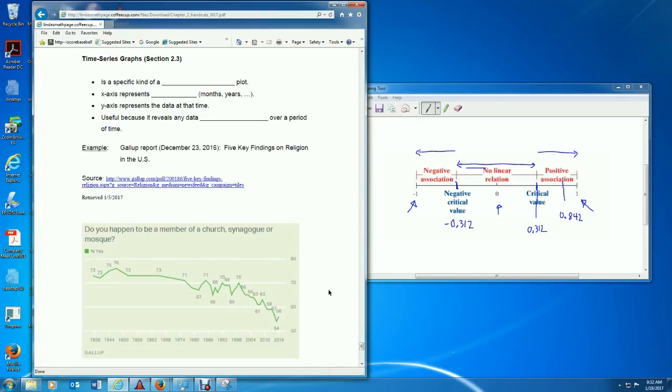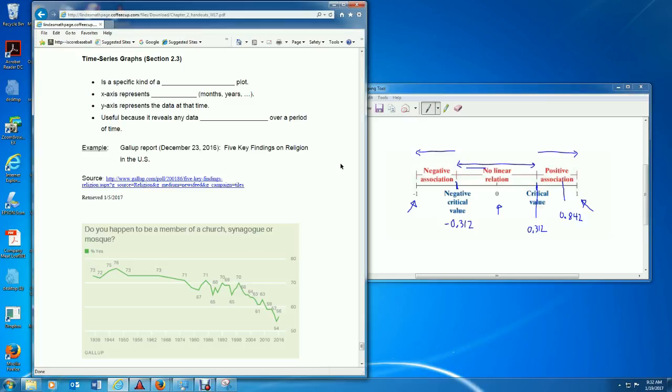All right, so that was scatter plots. A time series graph is basically just a specific kind of scatter plot where the x-axis represents time. It can be whatever, months, years, days. The y-axis represents the data at that time. And these are very useful because they reveal any data trends over a period of time.